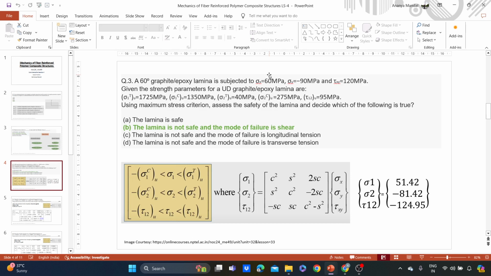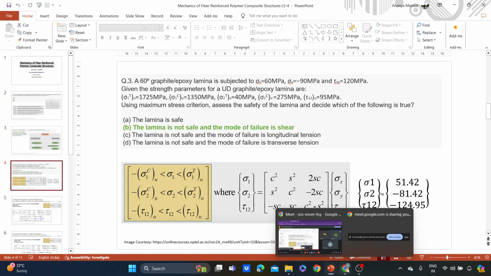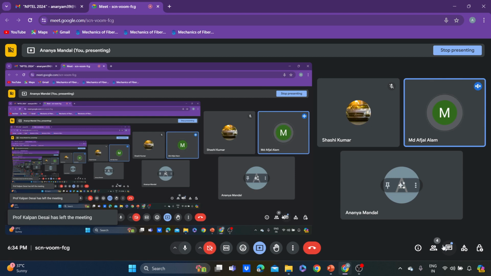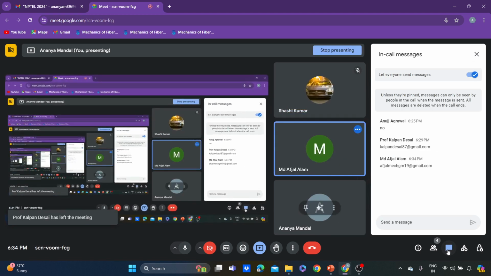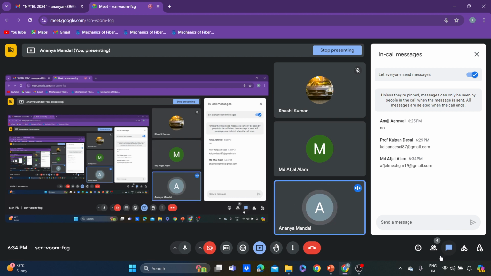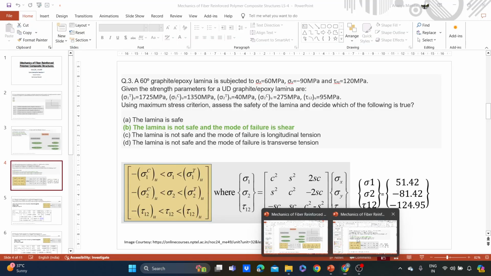Ma'am, can you give me your email ID? If I have any doubt within the week, I will send it to you. Okay, I will mail you my contact. First I will solve this and then I will mail you.